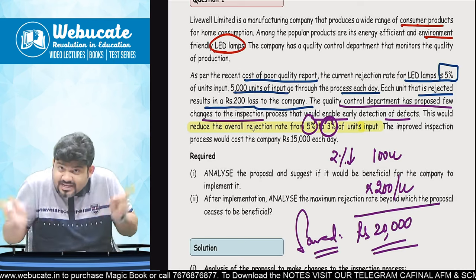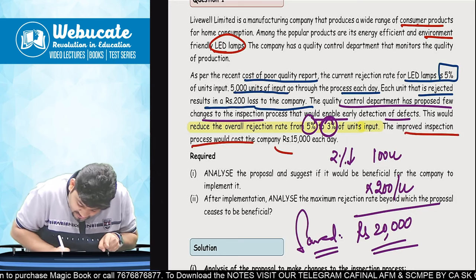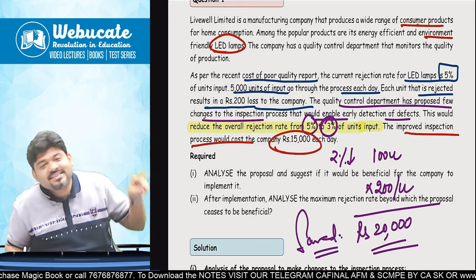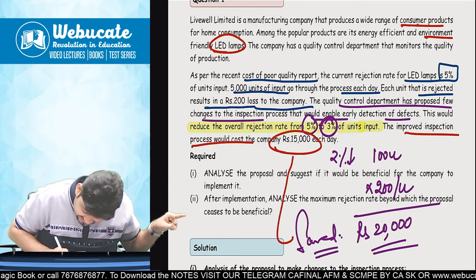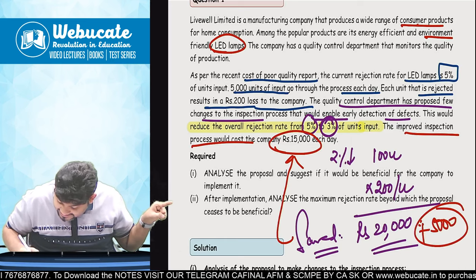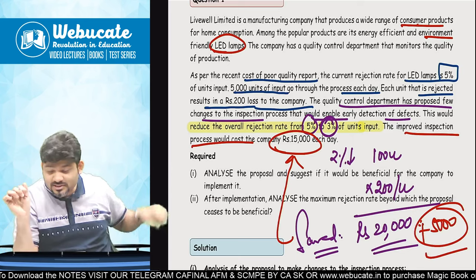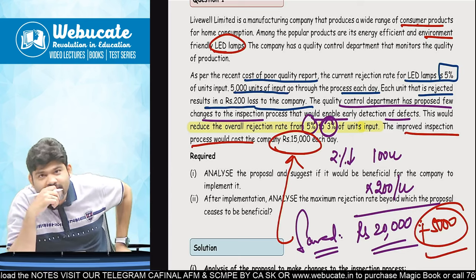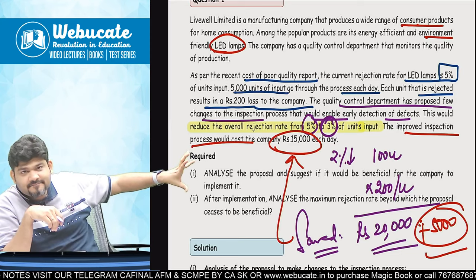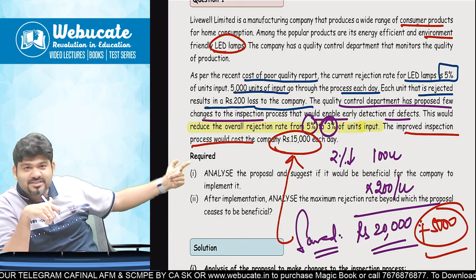But to save this, the improved inspection process would cost the company 15,000. To save this, 15,000 will have to be incurred. 5,000 is your net savings. We will say accept the project. Now, this is what the questions will ask you. They will ask you this typical question. You have to solve it quickly, like I did on the calculator. Give the MCQ correct answer.